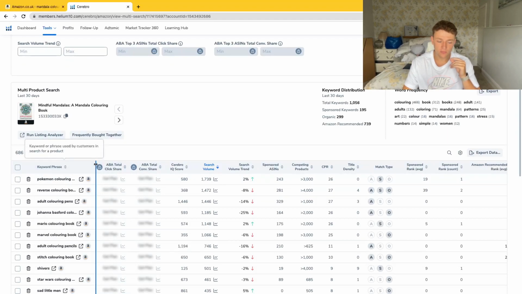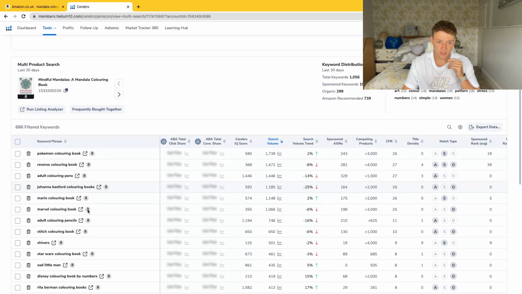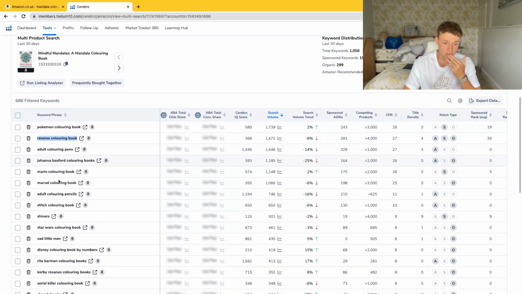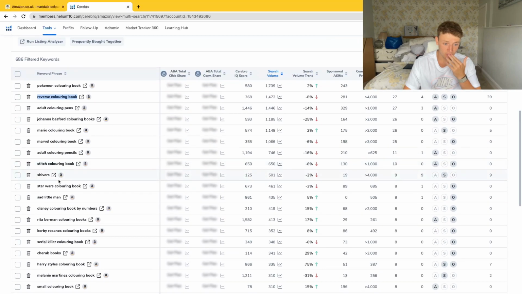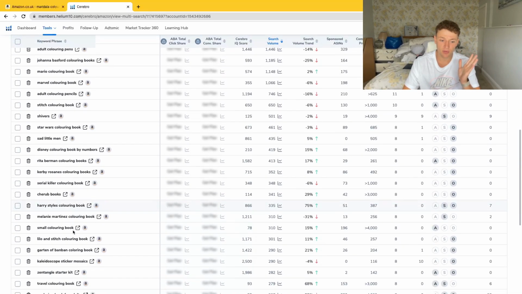And then just look through all of these keywords and find the ones that are related. So again, reverse coloring book comes up, which kind of shows this might be a good opportunity to put some reverse coloring pages in our mandala coloring book and then target this keyword here. What else do we have that's related to what our book could be? So again, all of these that come up that are related are generally going to be really good because they're going to have low competition because we've put that filter in place.